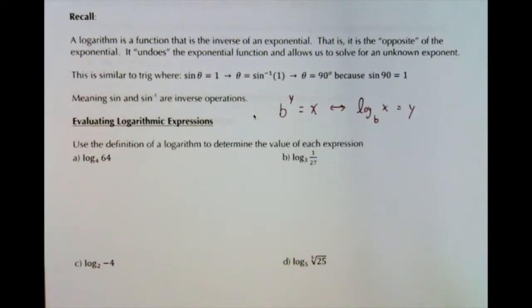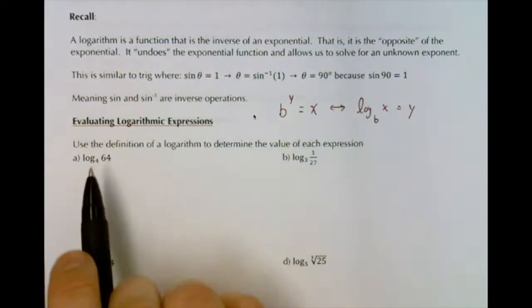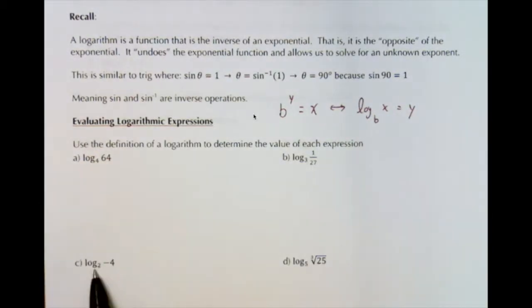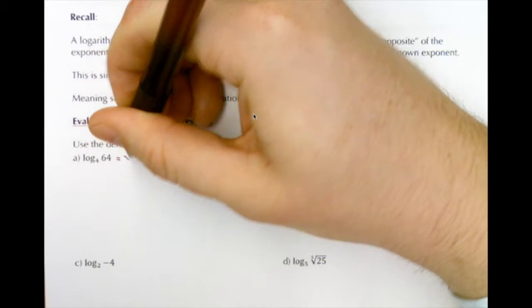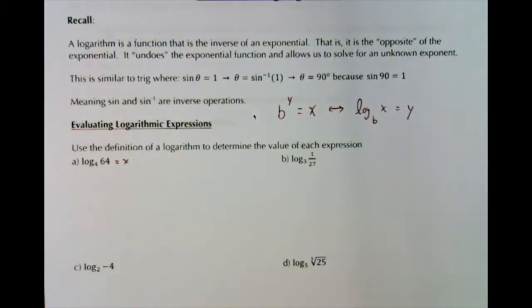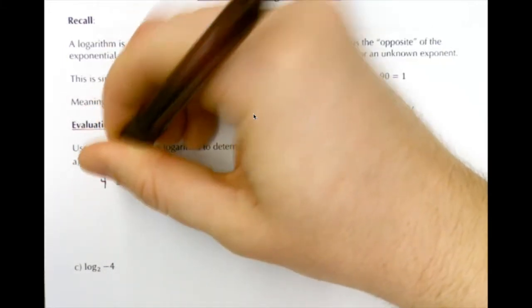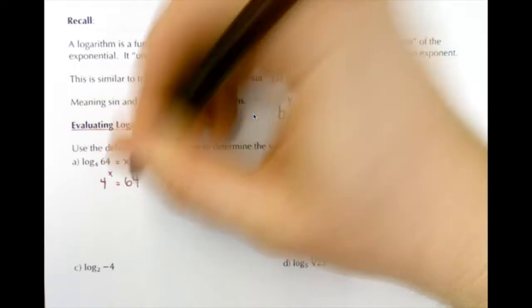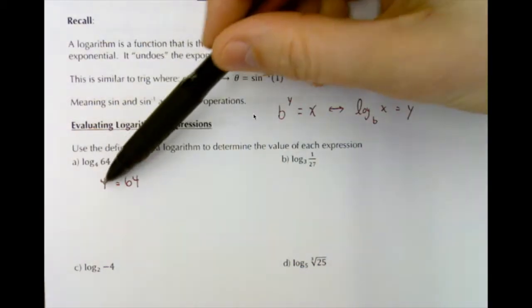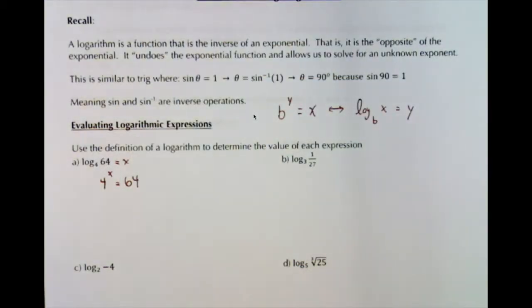Well, we actually use that definition to look for the exponent that we would have to raise each base to give us our value inside the logarithm. So let's try one. We have the log of 64 base 4. If we rewrite this as an exponent, we're looking for 4 to the exponent x equals 64. Or to what exponent do we have to raise 4 to get 64?